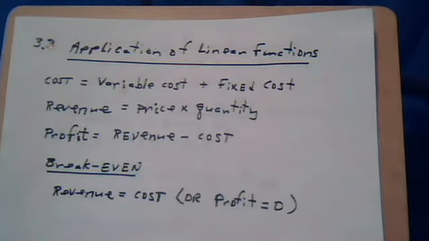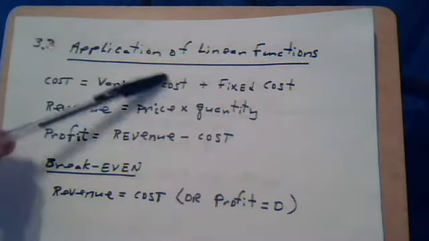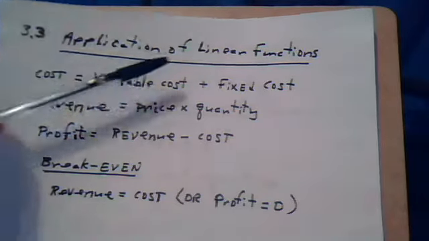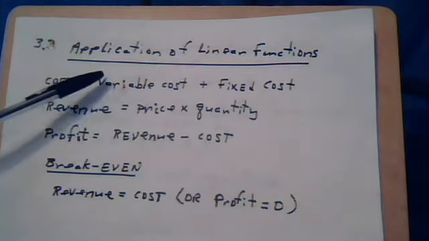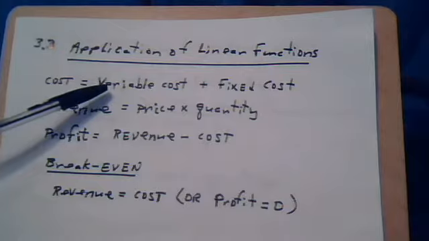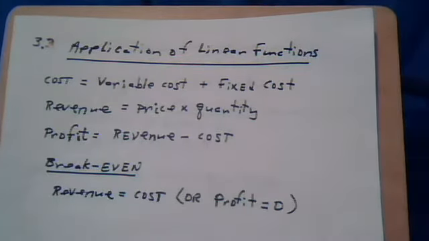Application of linear functions. This is a money problem. Cost is defined as variable cost plus fixed cost. Variable cost, when they give you this equation, will have the variable. This term will have the x. Fixed cost will be just a number, a constant. Variable cost depends on how many units were sold, and fixed cost does not depend on units sold.